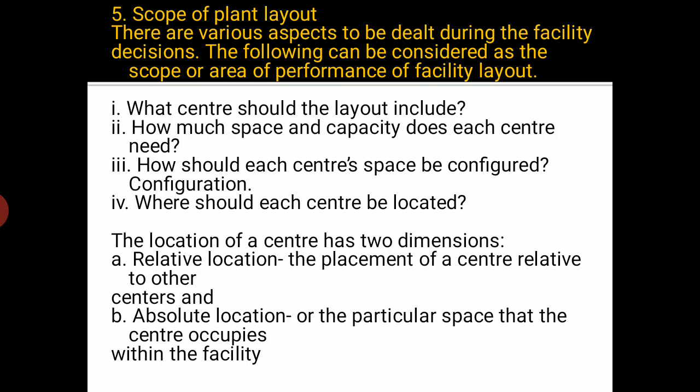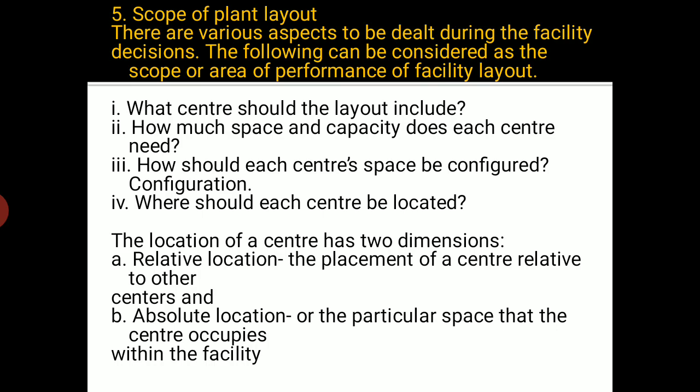So the location of a center has 2 dimensions. Where the center should be located can be dealt with 2 things. Number 1, relative location, and the next is absolute location. Relative location tells us the placement of a center relative to other centers. Absolute location is the particular space that a center occupies within the facility. If the storeroom is to be placed, then in houses also we have seen that the storeroom generally is near the kitchen area, right? That means whatever relative things are required, we can make it very easily.